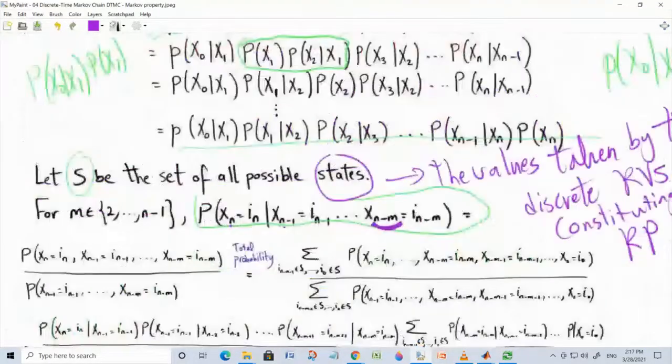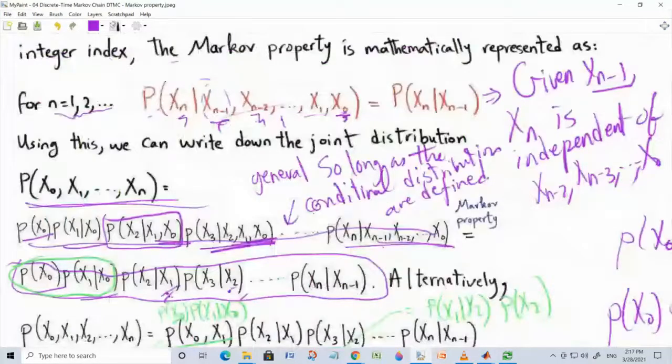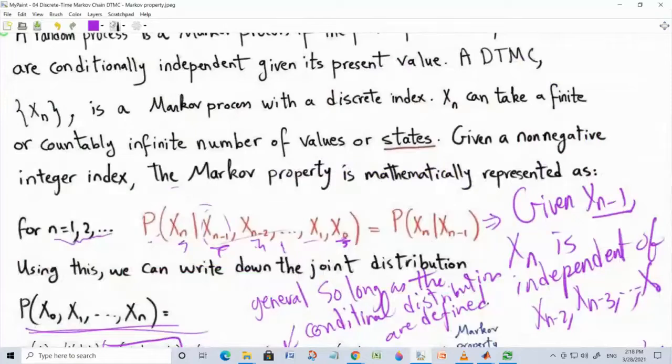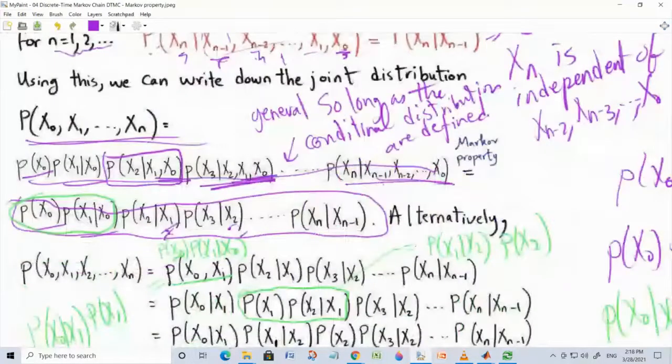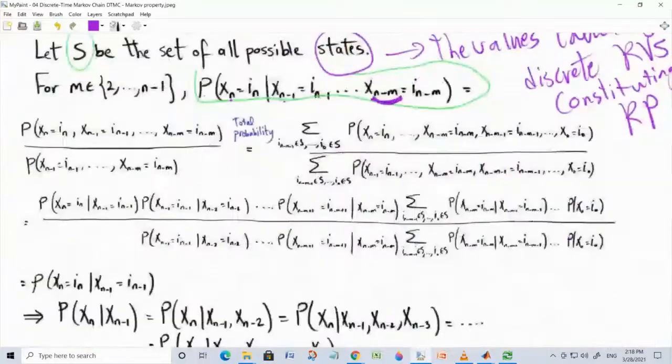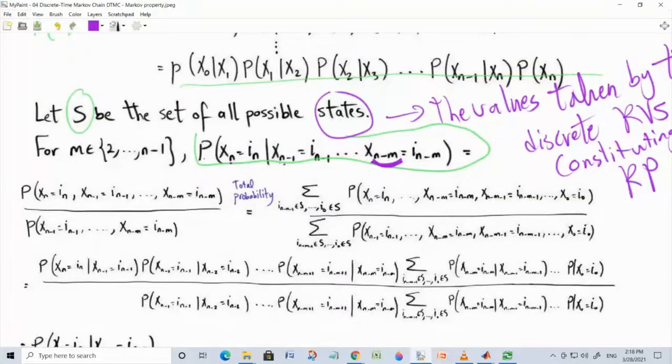So what will happen if you stop at x of n minus m? Good news. The good news is that what we have is also equal to this one, in which we just condition on x of n minus 1. But let's just show it. To show it, we need basically the results so far and the law of total probability. It's always a friend.